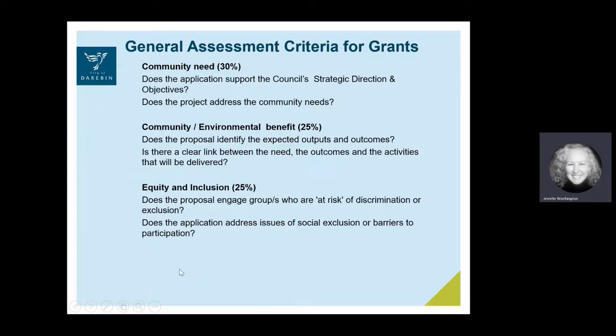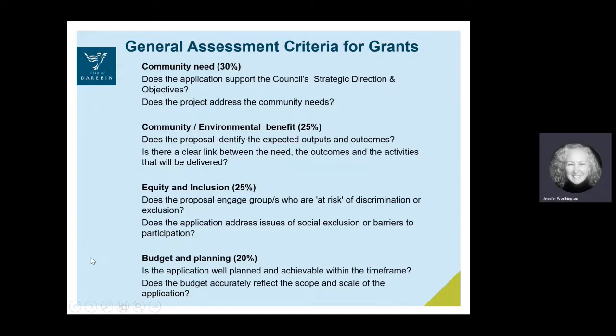So if you are planning an event to support older adults, in your program and your project plan and even your venue, how are you making sure that the venue itself is accessible for people with limited mobility? Budget and planning. So is the application well planned and achievable within the time frame? And does the budget accurately reflect the scope and scale of the application?